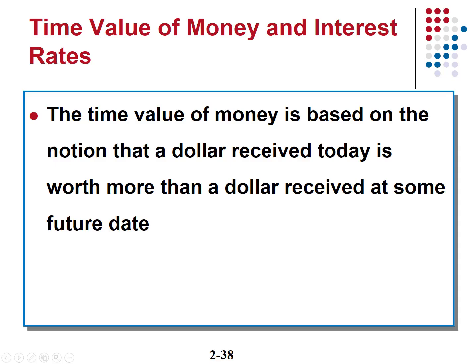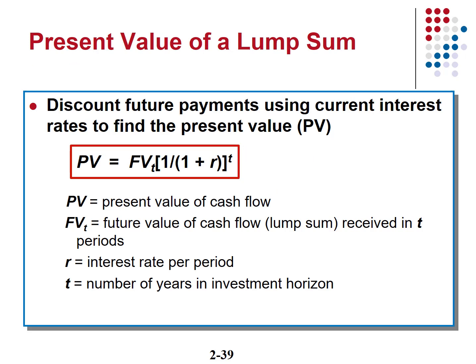Basic concept: the notion that a dollar received today is worth more than a dollar received at some future date. Here's your basic present value of a lump sum formula. Discounting a value back to its value today times 0 based on the appropriate discount rate. Now, I'm going to show all the equations, though I assume you will all use your financial calculators for these.